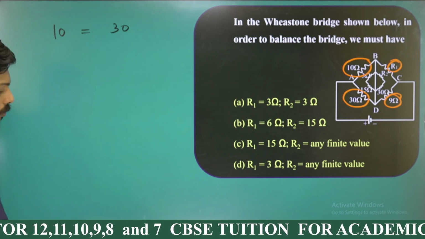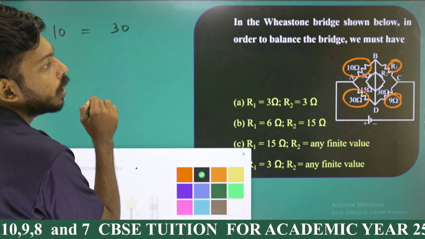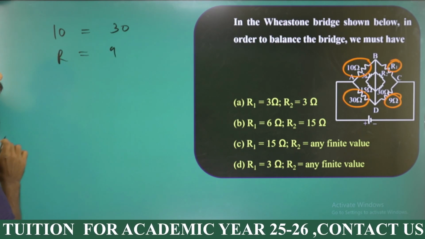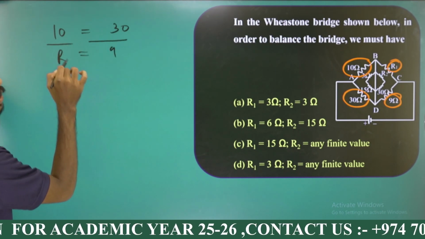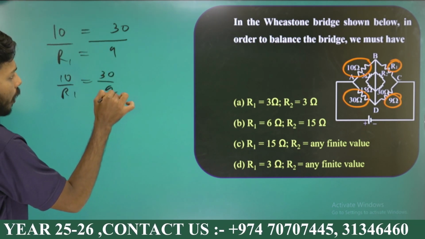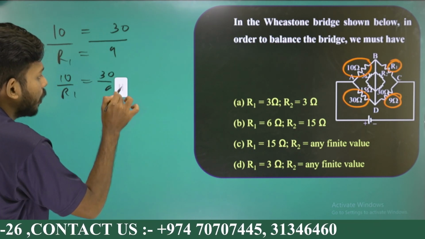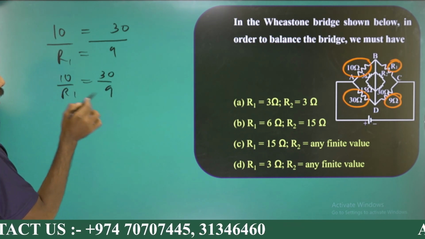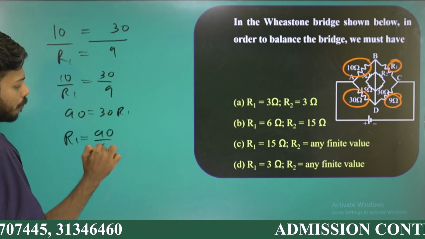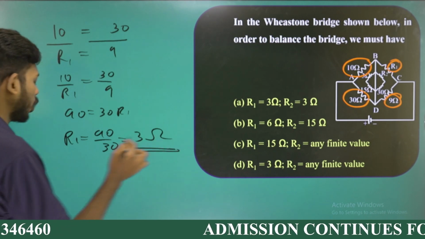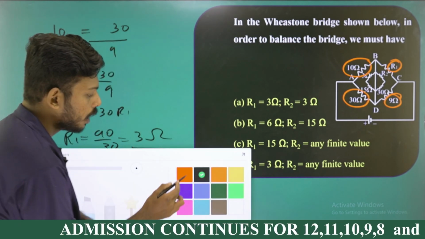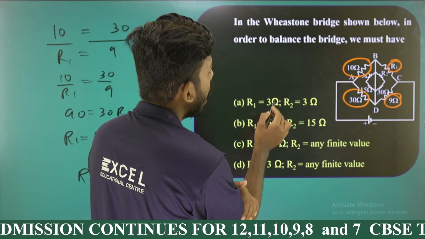So here we go. I am placing R should be equal to 9. Actually it's not R, it's R1. Dividing these two, 10 by R1 is equal to 30 by 9. By rearranging it, we end up with 90 is equal to 30 R1. R1 is equal to 90 by 30, so it will be 3 ohm. It's clear that R1 should be 3 ohm, and in the options there is R1 as 3 ohm.